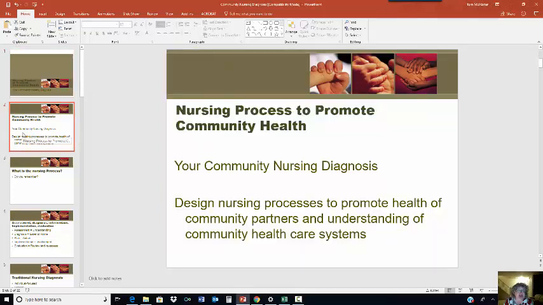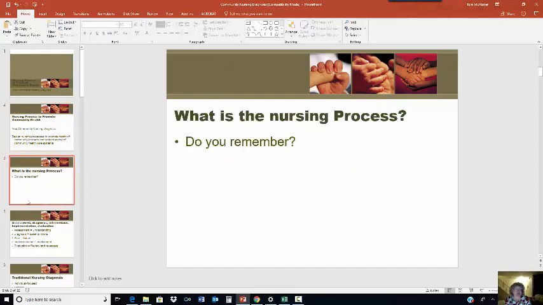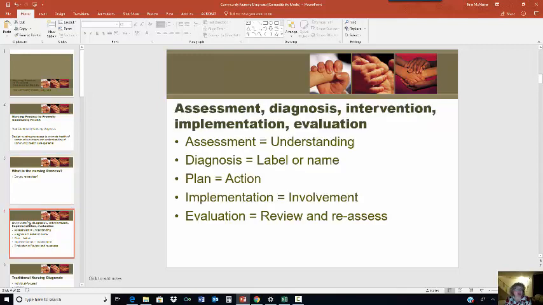And the community nursing diagnosis is used by community nurses to help us figure out what we're going to do, how we're going to do it, what the potential issues are, and how we're going to prioritize what we do. So you may remember the nursing process, and we have the assessment, diagnosis, implementation, and so forth, just like your regular nursing diagnosis in an acute setting.